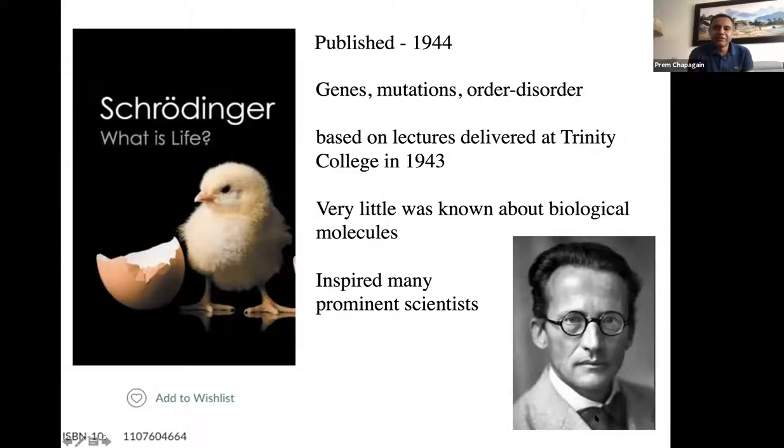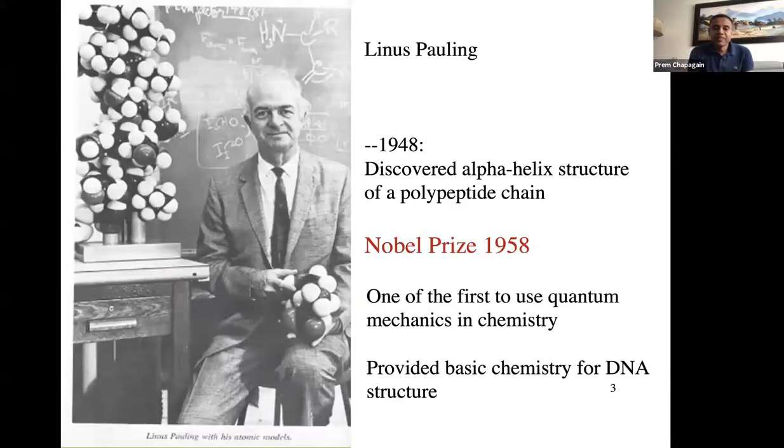In 1944, Schrodinger wrote a book, What Is Life, and he describes genes, mutations, order and disorder. But not much was known about molecules at the molecular level. In 1948, Linus Pauling discovered the alpha helix structure of a polypeptide chain, that it is helical in nature, and it also provided some idea for the DNA structure.